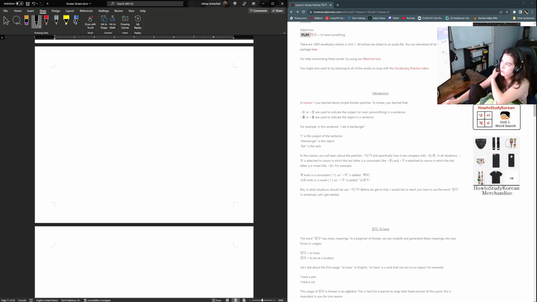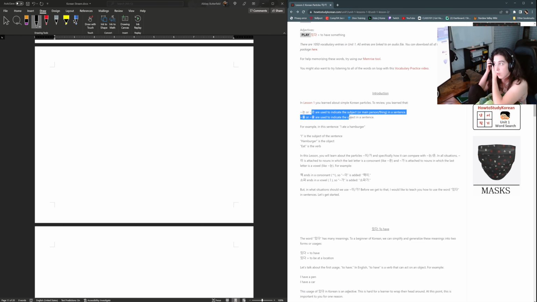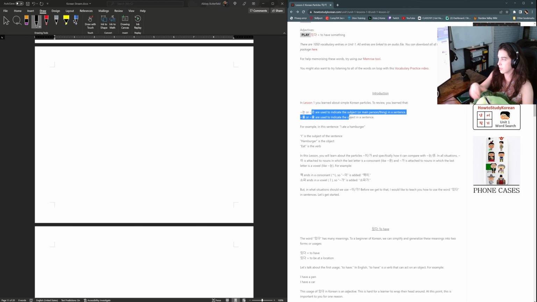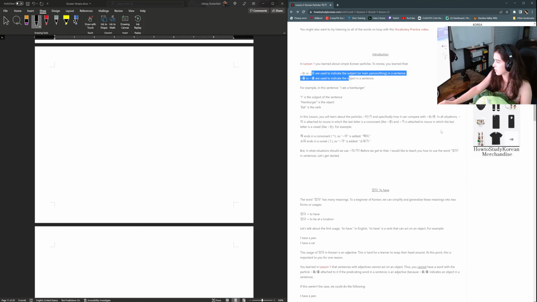So they're just going back over the particles that we learned last Tuesday. In lesson 1, neun and eun, and reul and eul. Neun and eun is for the main subject, and reul and eul is used to indicate the object of a sentence. And it looks like today we're going to learn i and ga, specifically how to compare them with eun and neun. In all situations, i is attached to nouns in which the last letter is a consonant, and ga is attached to nouns in which the last letter is a vowel. Same thing with eun and neun. Chaek ends in a consonant, K, so it would be chaek i, and sopa ends in a vowel, so it would be sopa ga.